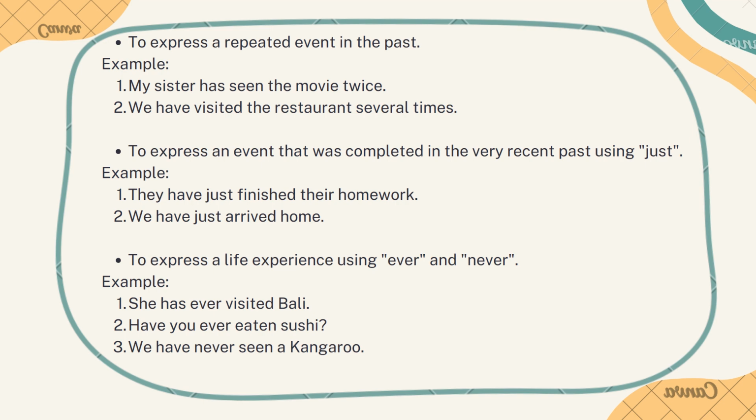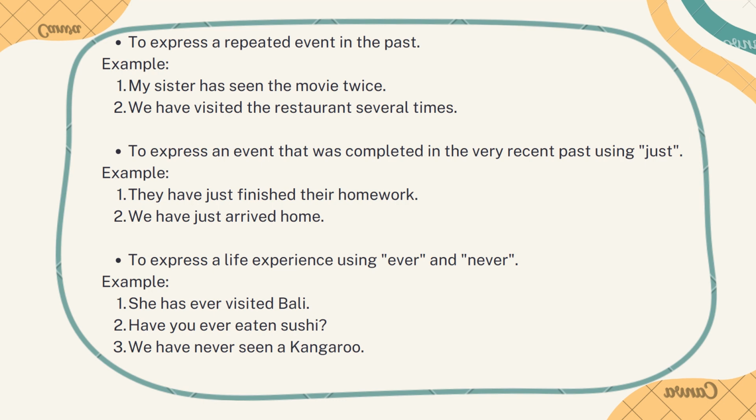Alright, now we're going to continue to the last function of the present perfect tense. It is to express a life experience, usually indicated using ever and never. For example, she has ever visited Bali. So the word ever indicates that the person has done that action in the past.